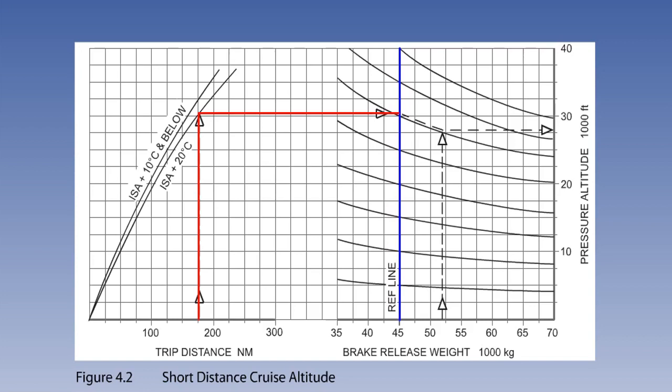Using the example given, enter with the trip distance of 175 nautical miles and go vertically to intercept the ISA deviation line. This line represents ISA deviation at the cruise altitude. From this point, go horizontally to the reference line. From the reference line, parallel the nearest curved line to intercept the vertical line from brake release weight of 52,000 kilograms. From this intersection, go horizontally to read off the altitude on the right of the graph, which in this example is 28,000 feet.